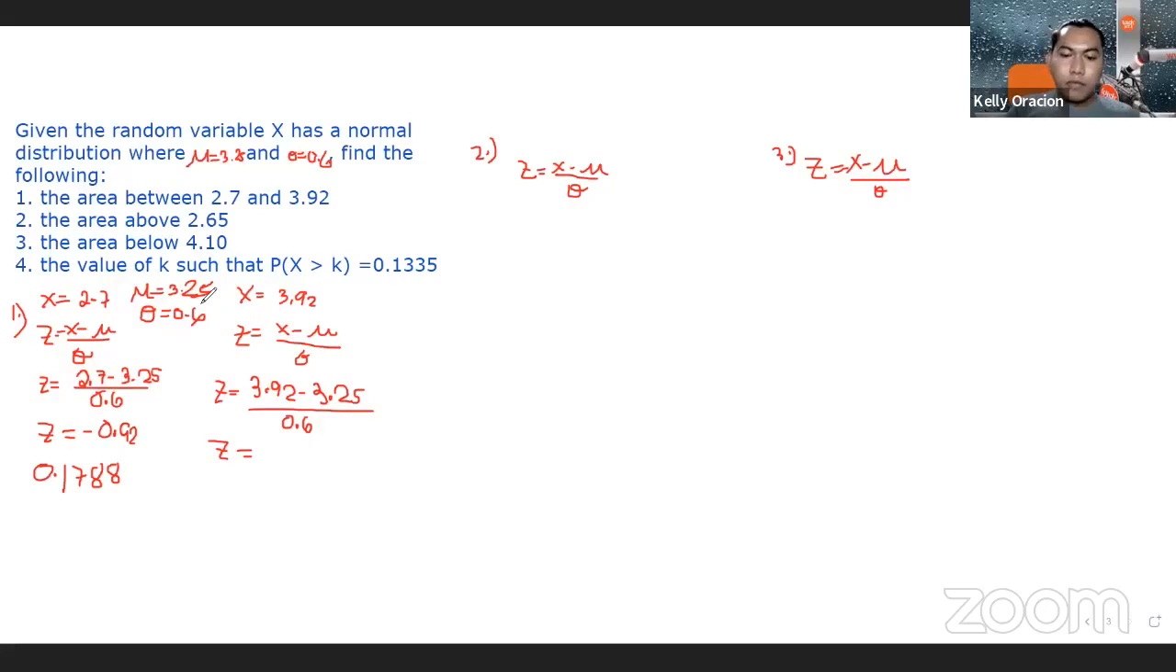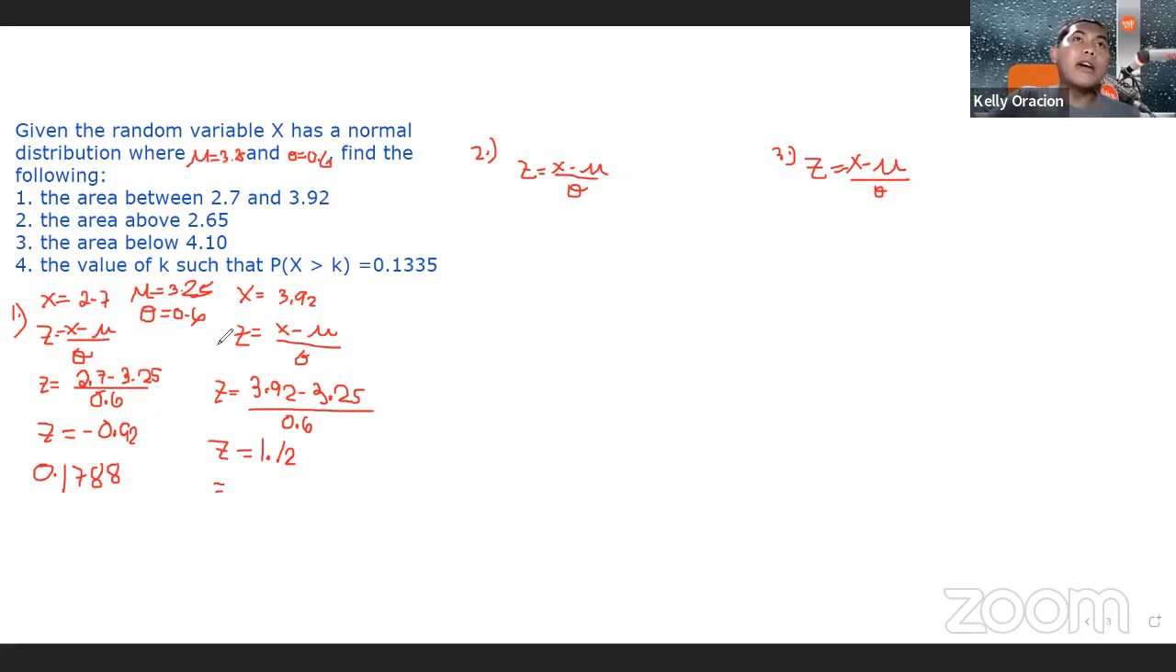Okay, very good. That's correct. 1.12. Round it off. The value is 1.116667, so we still round off to 1.12. And what is the tabular value?